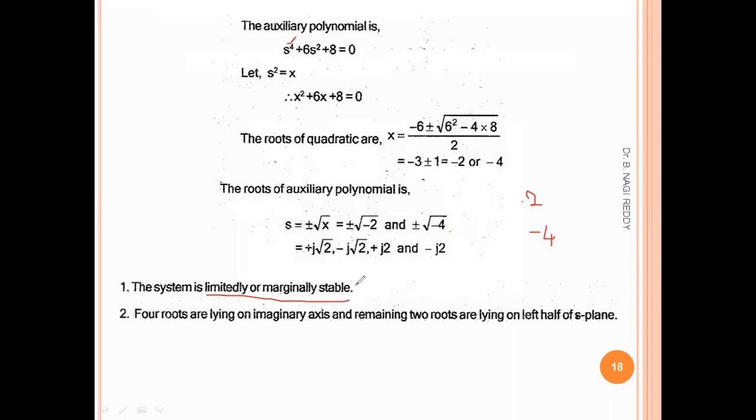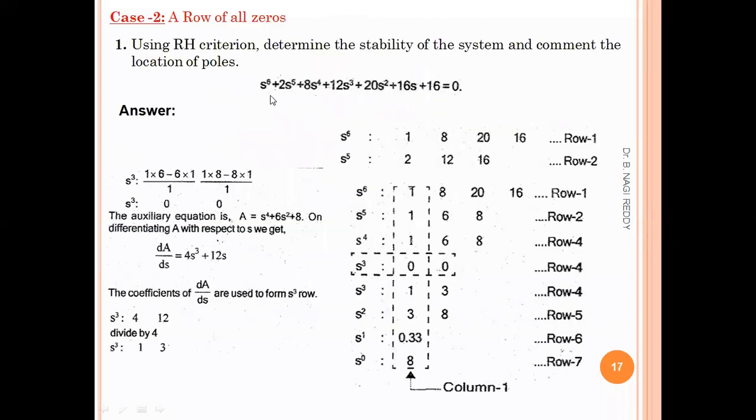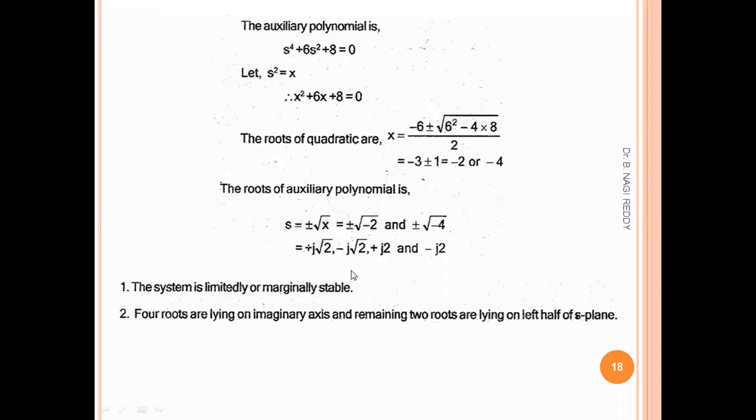And of course, you can comment on these roots, because 4 roots are lying on the imaginary axis, but the remaining 2 roots are lying on the left half of the S-plane. Total 6 roots. Why total 6 roots? Because the maximum S power of the given polynomial equation is 6, so we will get 6 roots. Out of 6 roots, 4 roots are imaginary. We have calculated those 4 roots, and the remaining 2 roots will be lying on the left half of the S-plane, because there is no sign change. That's why the system is limitedly stable.